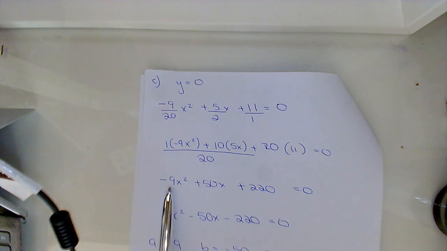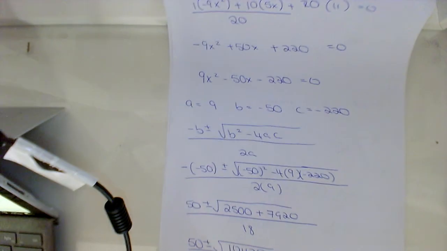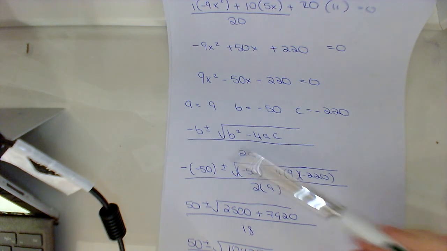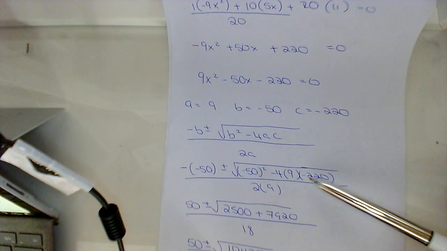And then I want this to be positive, so it has 9x squared minus 50x minus 220 is equal to 0. They gave me a hint that I need to use my minus b formula by telling me to correct it to 2 decimal places. So I have a is equal to 9, b is equal to minus 50, and c is equal to minus 220. And then I have minus b plus or minus square root of b squared minus 4ac all over 2a. So I have minus 50 plus or minus square root of minus 50 to be squared, 9 bracket c, which is minus 220, all over 2 bracket a. And I have 50 plus or minus 2,500 plus 7,920 all over 18.